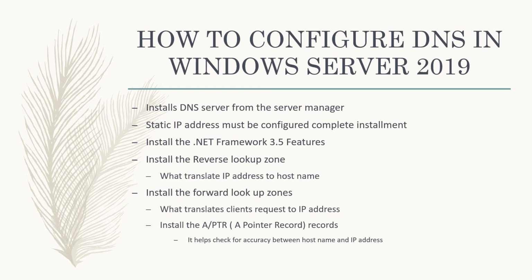3.5. We have to install the reverse lookup zone, which is what is used to translate IP address to the host name. We have to install the forward lookup zone, which translates client requests to the IP address. We also have to install the pointer record, which helps to check for accuracy between host name and IP address.